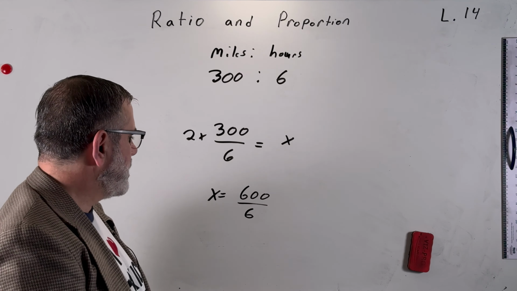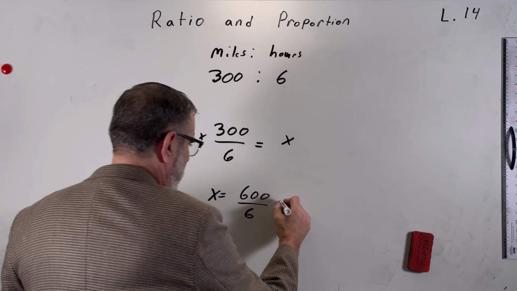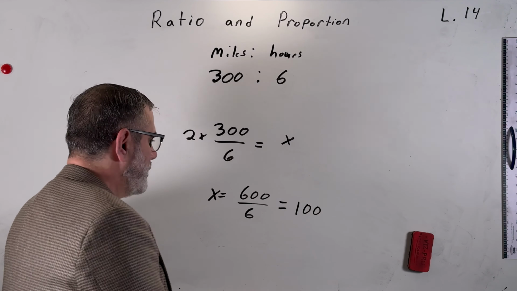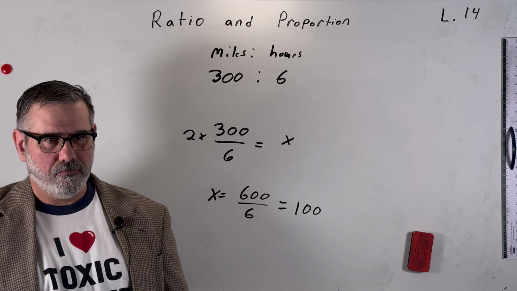And can anyone tell me how many times 6 goes into 600? 100 times, right? So that is equal to 100. So that says that in 2 hours you would travel 100 miles.